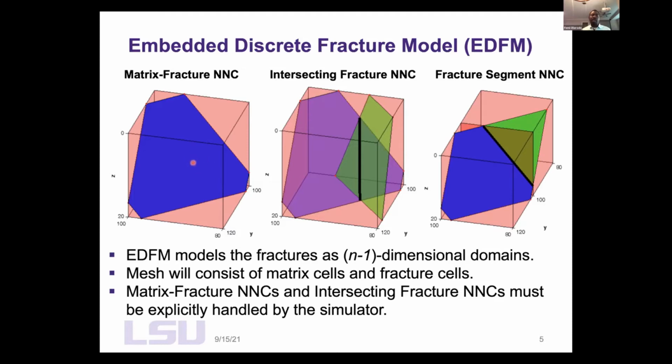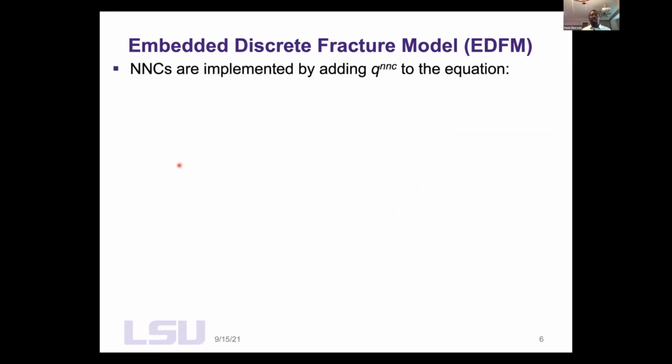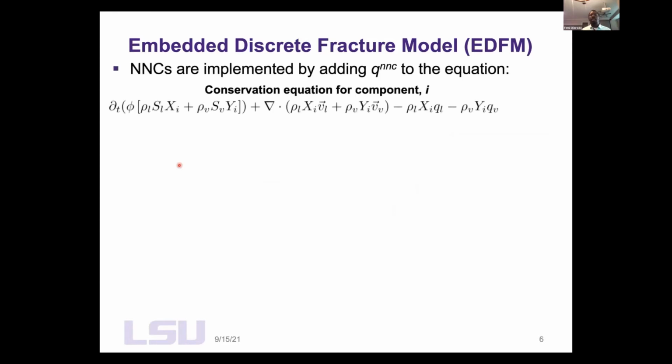And what that does is it allows the mesh for the domain to not have to conform to the orientation of all of the natural fractures in the domain. And that's why EDFM is fast and has been used a lot. So like I said, we use QNNC to implement EDFM, which is the non-neighboring flux.